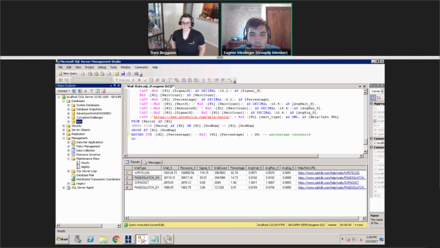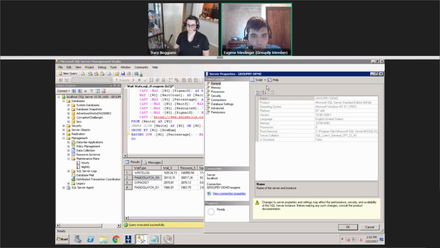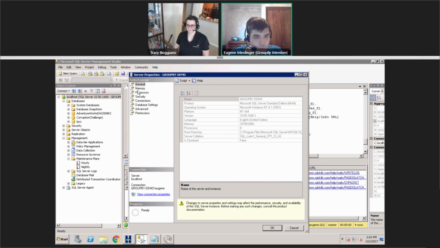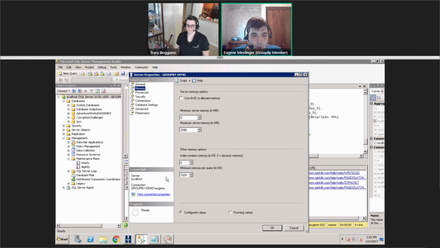So let's take a look at the RAM, because we saw that we have 32 gigs available, but we only seem to be using 2. So if we go to options, properties for SQL Server, and then we go to memory, there we can see that someone has changed max server memory to be 2 gigabytes, and that was me.